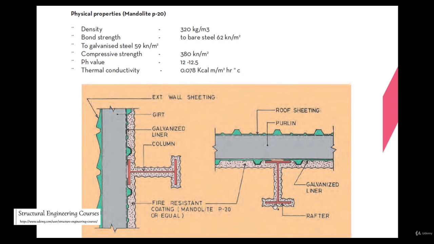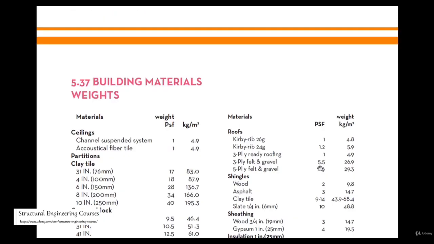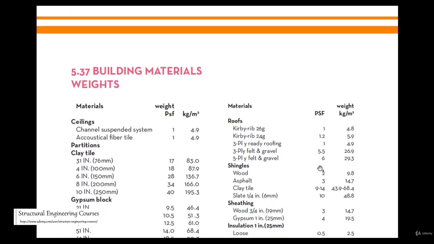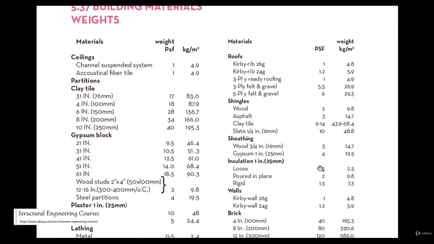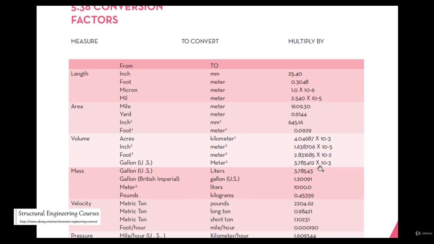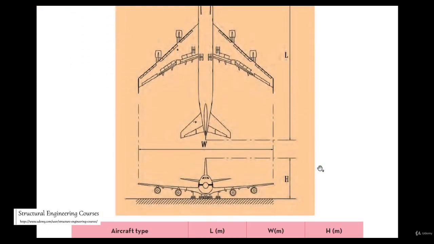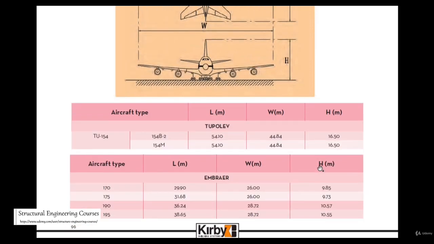So this is the fireproofing arrangement that you can see here. Here they had also given some building material weights. The conversion factor, we all know, is approximately 1 foot is 0.3 meters, and all these simple calculations. Here they had given the minimum dimensions for the aircraft hangar design.